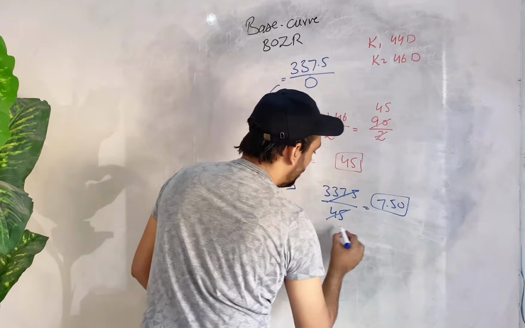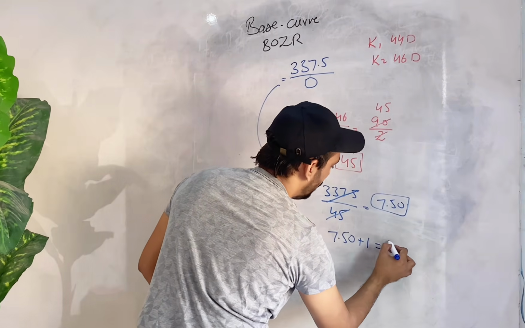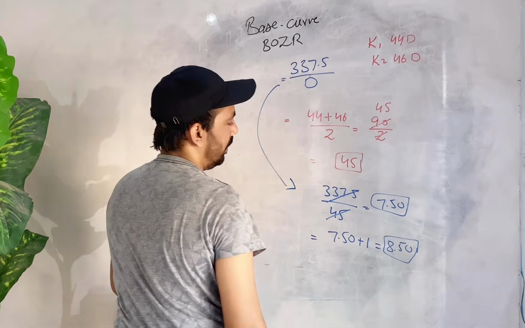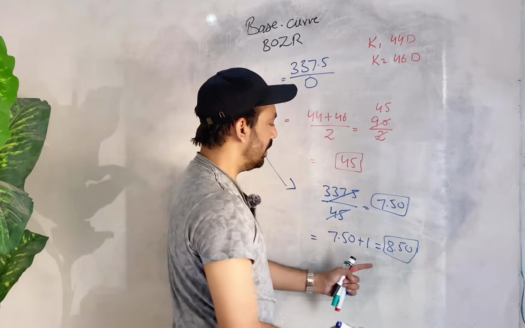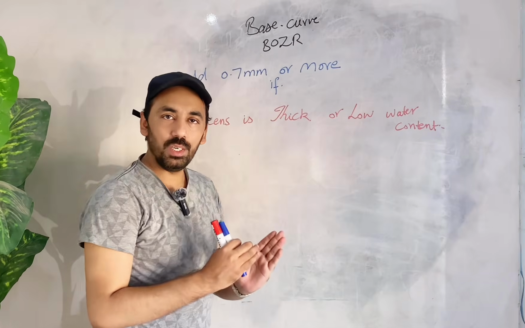And now finally we will add 1 millimeter. 7.50 plus 1 is equal to 8.50. So that will be our exact, proper, accurate base curve in soft contact lenses. So now let's put some conditions on the BOZR.